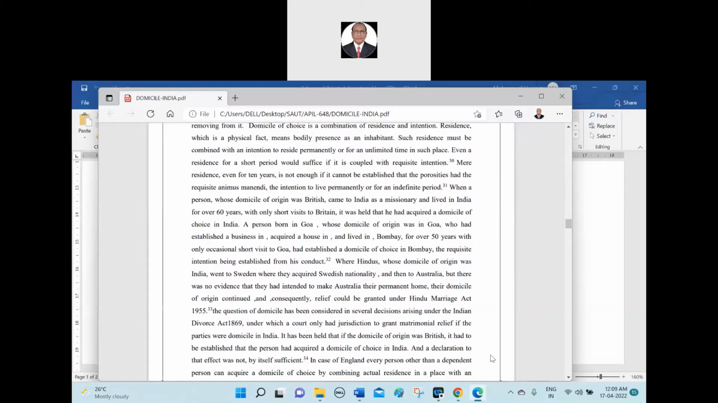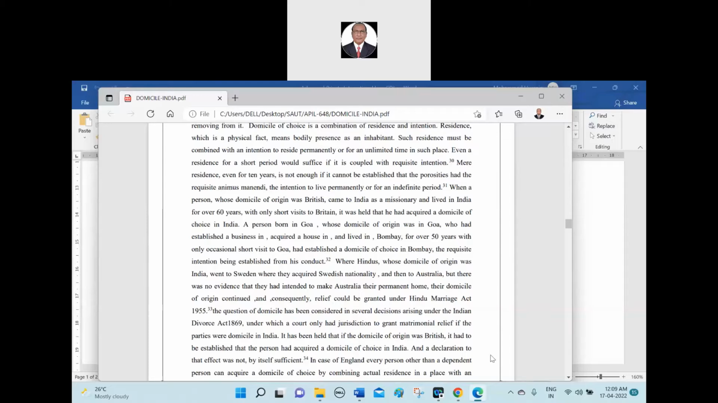Anyway, let us see that; you can make the corrections later on. So a person born in Goa, whose domicile of origin was in Goa and who had established a business in Equity Housing and lived in Bombay for over 50 years with only occasional short visits to Goa, had established a domicile of choice in Bombay. The requisite intention was established from this conduct.